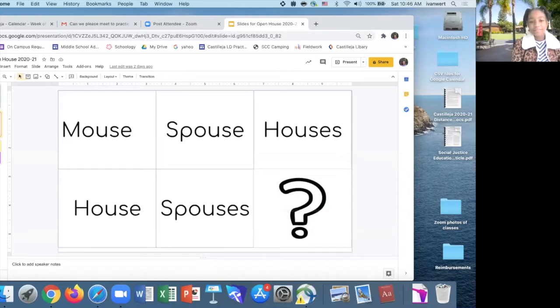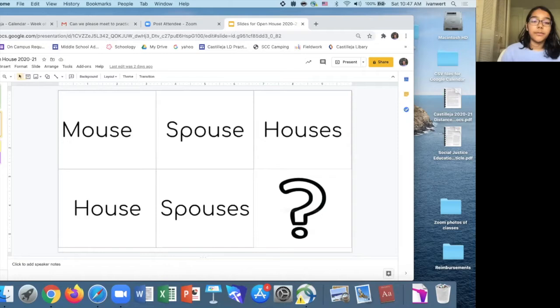I observe that we're basically adding an S on the bottom, and we're matching them with plurals, basically. That's what I think. What I see is mouse, spouse, house, then spouses, then houses, then obviously a blank. So what do you guys think would be in that question mark?